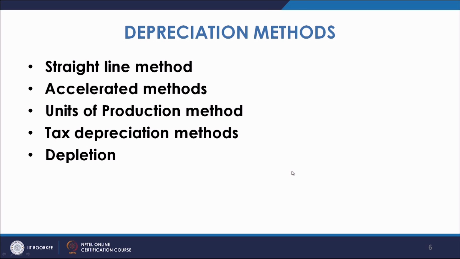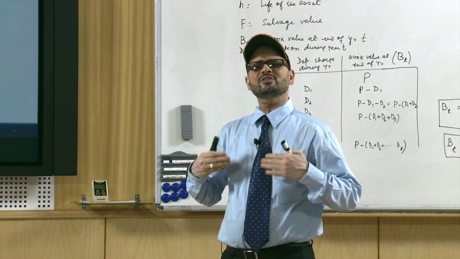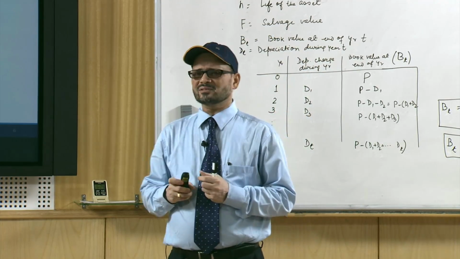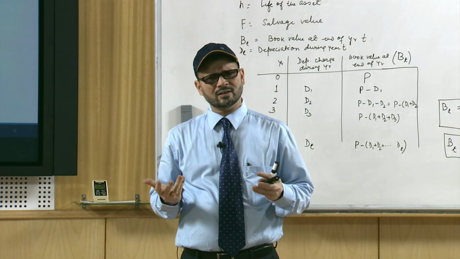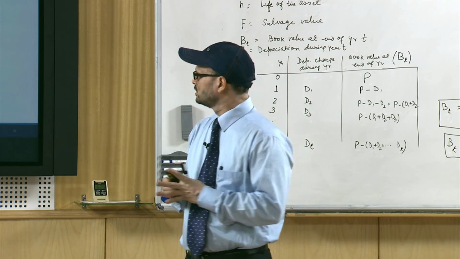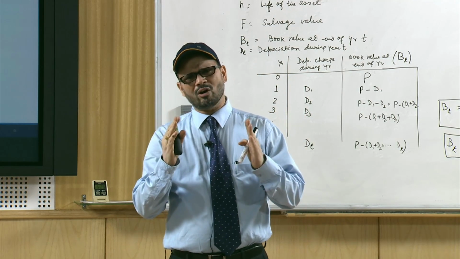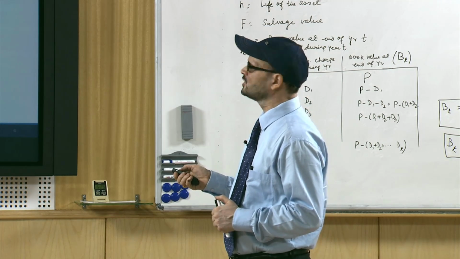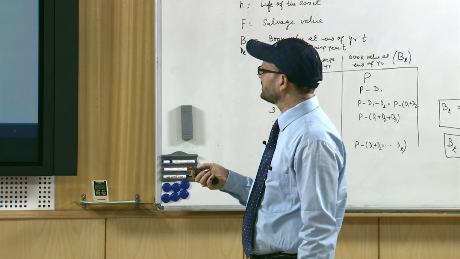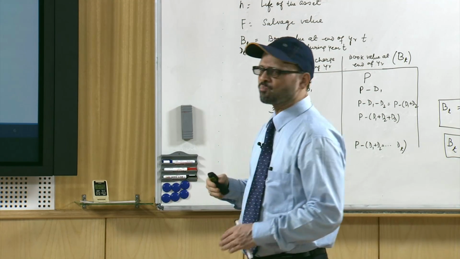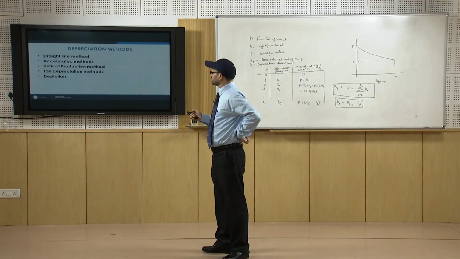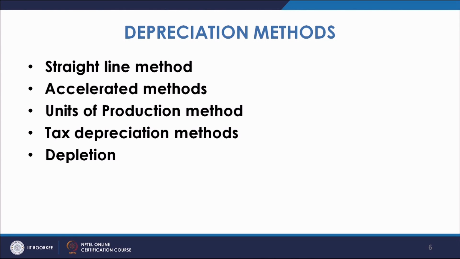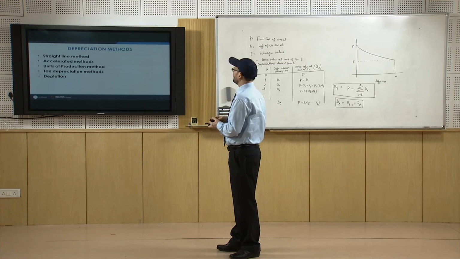Now, depreciation methods. Basically, there are different types of depreciation methods, as we have discussed that the value time function may be different, and value time function is used to find the book value of the asset after any year t. Now, based on that there are certain depreciation methods. Among these depreciation methods, which we will discuss briefly in the upcoming lectures, the methods which are of importance are straight line method, accelerated method, units of production method, tax depreciation methods and depletion. Now, what happens in these methods?